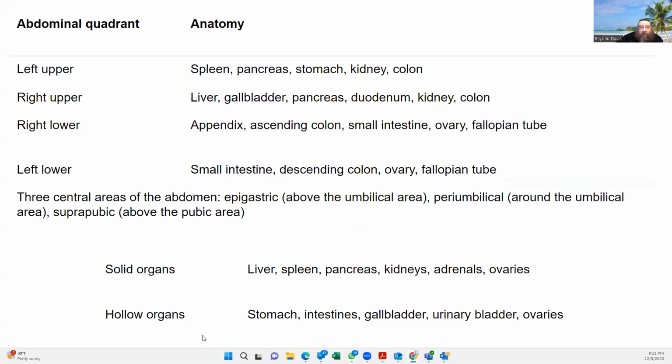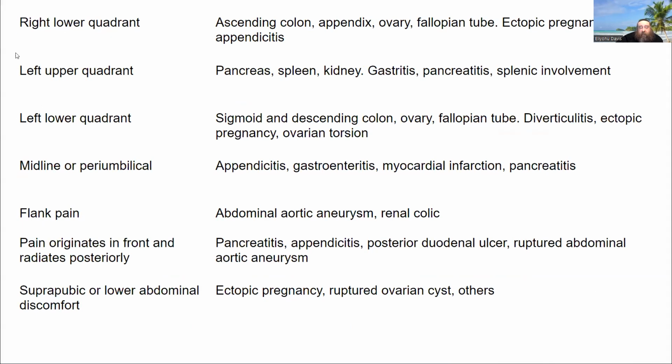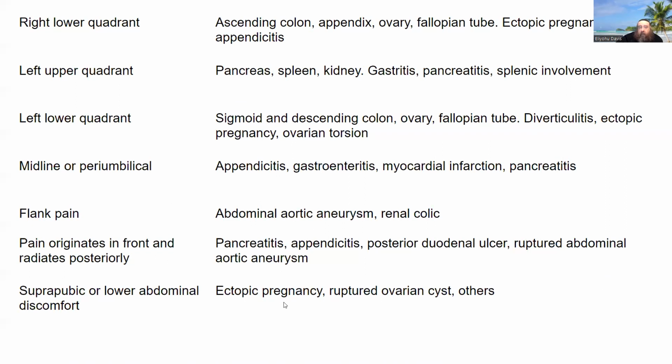Here is just a list of what's in each quadrant, if you're interested in that. Solid organs: your liver, spleen, pancreas, kidneys, adrenals, and ovaries. Hollow organs, the ovaries make it into both lists. And then various problems based on the various quadrants, what is more likely, okay?